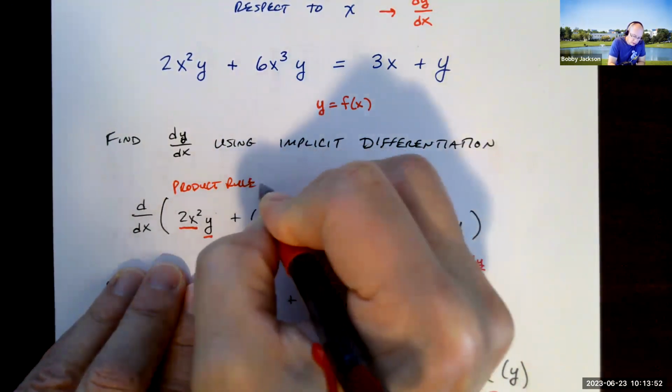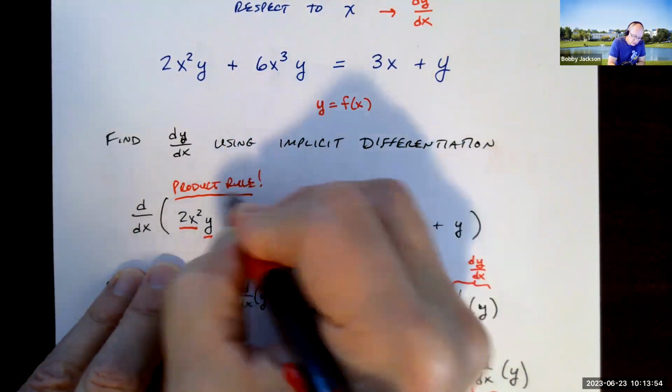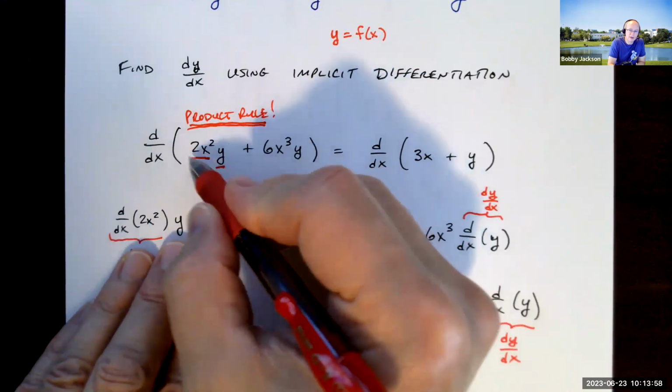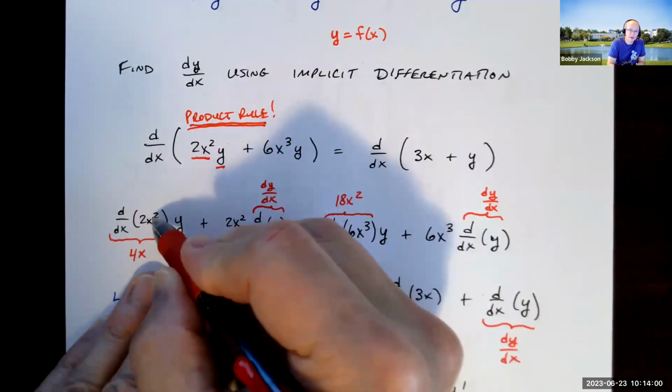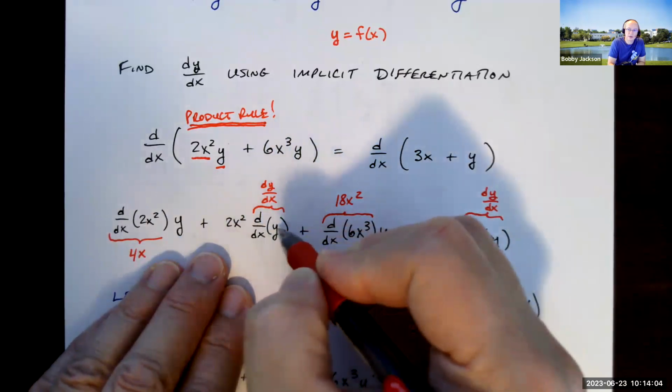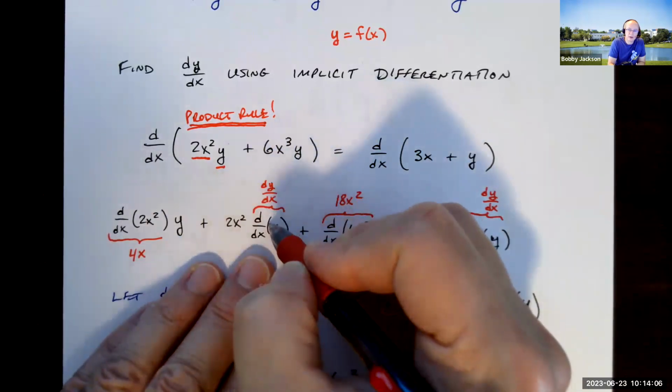Very important here. So product rule works like what? I take the derivative with respect to x of the 2x squared times the y plus 2x squared times the derivative with respect to x of the y.